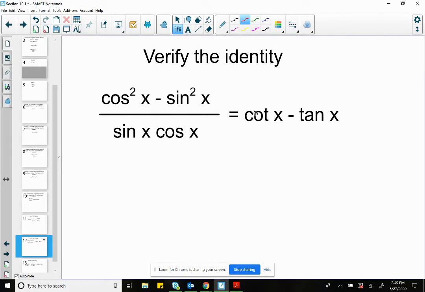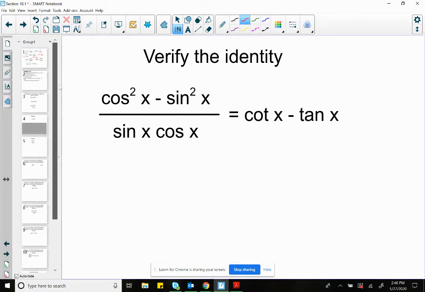Maybe it would help if I turn these into sines and cosines and compare the two sides. Sometimes you can work both sides at the same time, and there's nothing wrong with that too. I just don't talk about it as much. But in the end, think about your final goal. I need something to get me to tangent and cotangent. Okay? Some way, some shape, some form. So always keep your end goal in mind as you're working through.